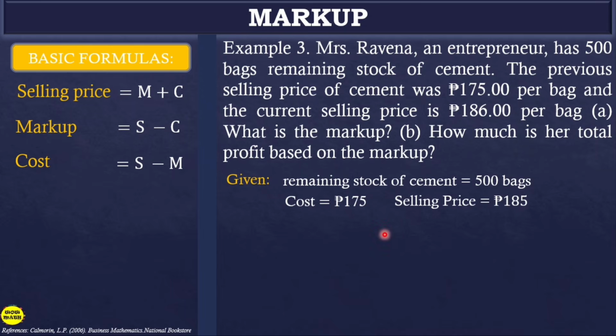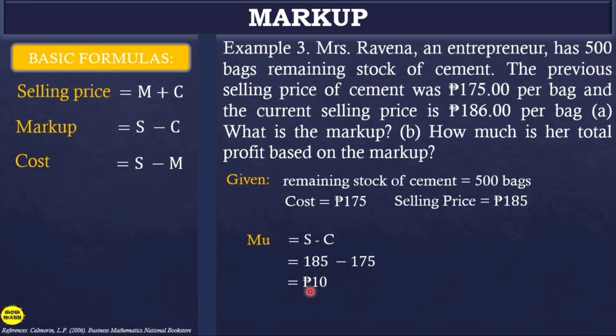So first, what is the markup? Since yung given natin ay may total cost and the selling price, ima-minus natin ngayon. The selling price minus the cost, 185 minus 175, that is 10 pesos. Ibig sabihin, class, yung 10 pesos, ang ginawa niya, from the previous amount na 175 pesos, nabenta niya sa new selling price na 186 pesos.